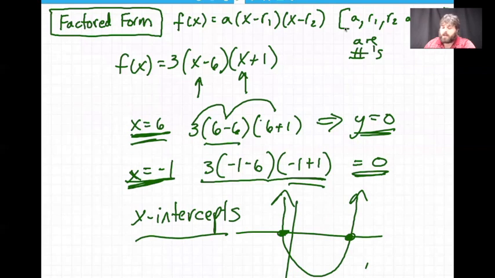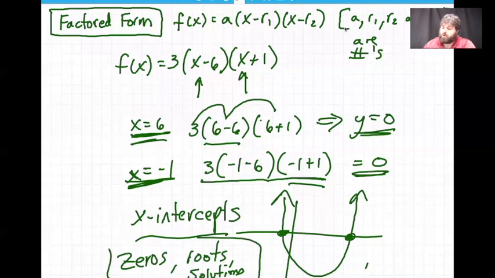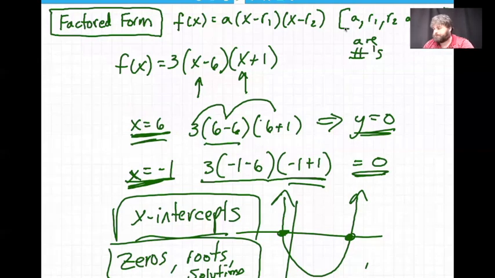There's also several names for this. We also call them zeros. We also call them roots, and even sometimes we call them solutions. So just be aware, it's really important you know all these names. X-intercept, zeros, roots, solutions, they're all the same thing. It's the numbers that you plug in for x to get a y back of 0.